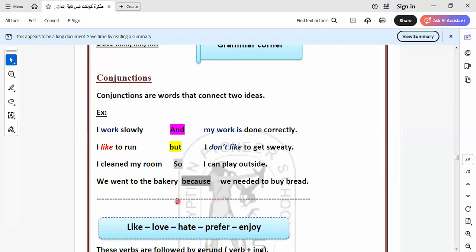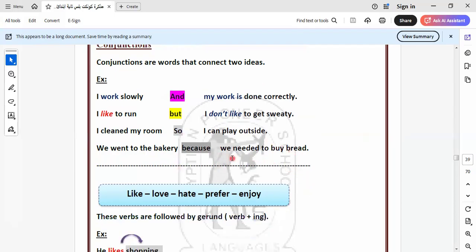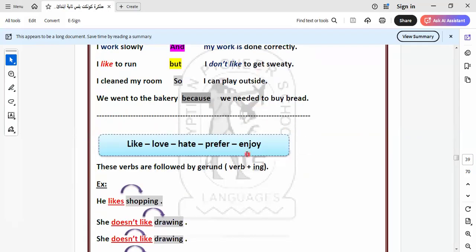We went to the bakery. Why did we go to the bakery? Because we needed to buy bread. So when we say we needed to buy bread, so we went to the bakery. If I want to make this with because, I can play outside because I cleaned my room. So we say I cleaned my room so I can play outside.